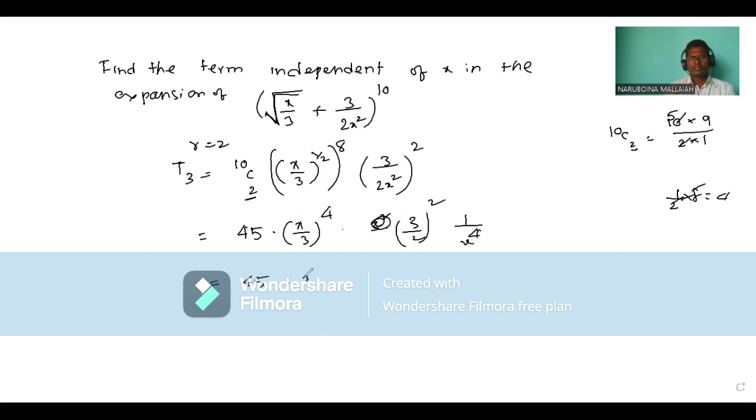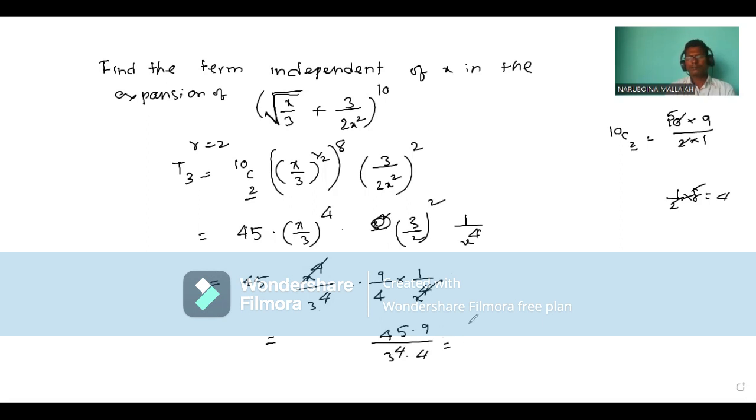45 into x to the power of 4. Here 3 to the power of 4. Here 3 threes are 9, 2 twos are 4, into 1 by x to the power of 4. So x to the power of 4 gets cancelled. We are left with 45 into 9 by 3 to the power of 4 into 4.